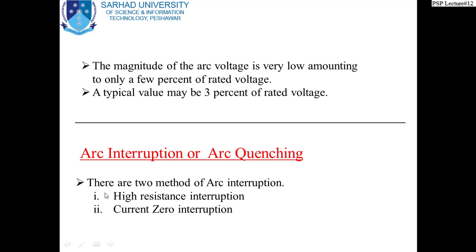Now see here, there are two methods of arc interruption. Number one is high resistance interruption, and number two is current zero interruption. These are the two methods which are normally utilized, and on the basis of them circuit breakers are designed and built.